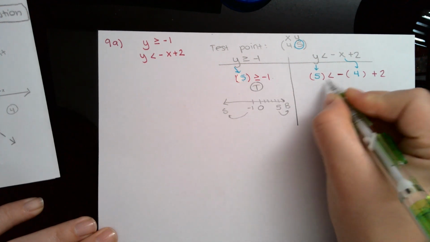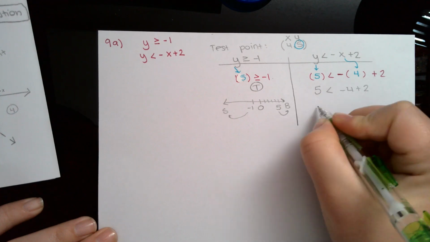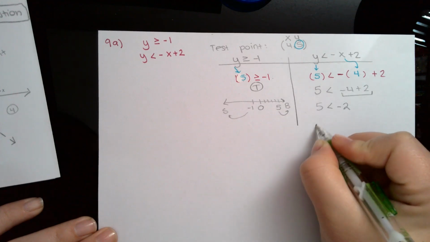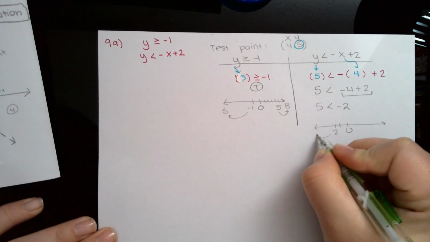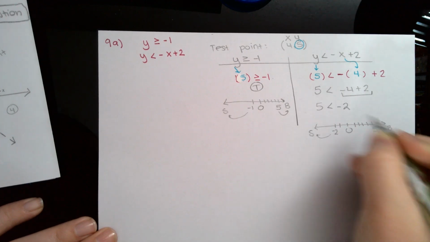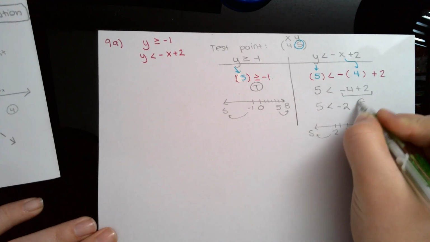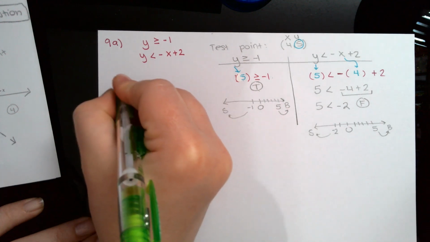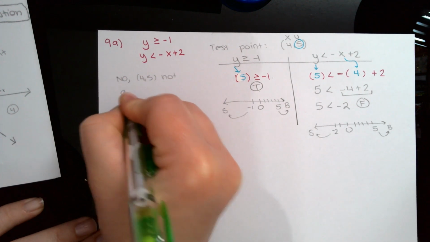Here we have 5, so let's bring that down. -4 plus 2 is -2. And again, is this a true or false statement? Here's 0, here's 1, 2, negative. That means -2 is smaller. 1, 2, 3, 4, 5 is bigger. Here we're reading, is 5 smaller than -2? Well, no, that's false. Because we have a true-false situation, no, (4, 5) is not a solution.